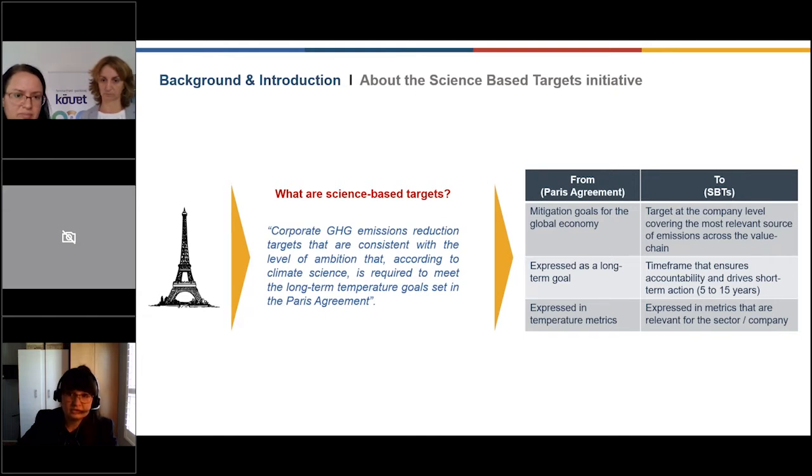So long-term mitigation goals for the global economy are translated into targets that cover relevant emissions that companies emit within their value chain at a smaller scale, so at a company scale. And we translate a long-term temperature goal into a shorter time frame. So we focus on midterm targets of 5 to 15 years in the future to ensure accountability and drive short-term action, and then a translation of temperature metrics to metrics that are relevant for companies.